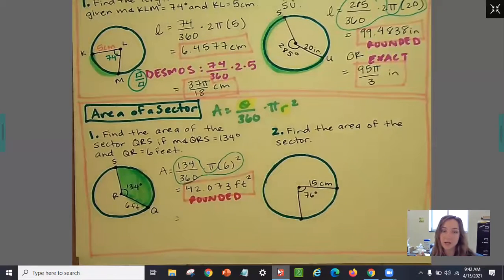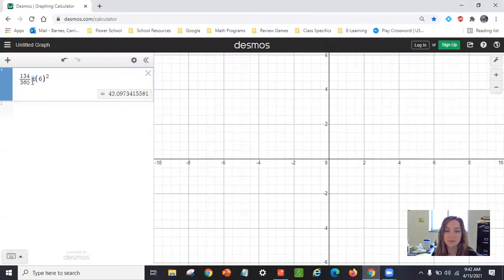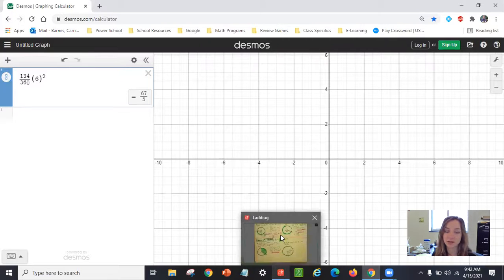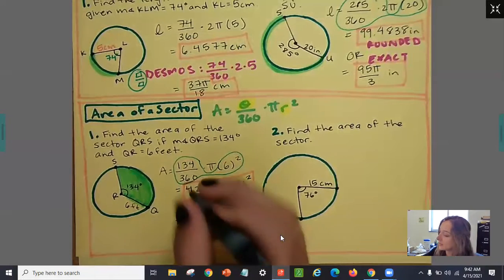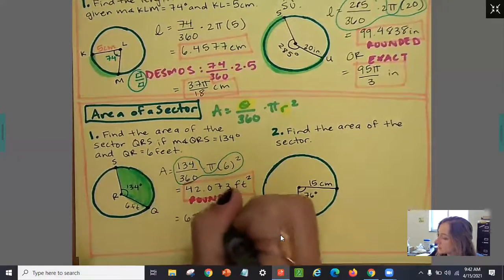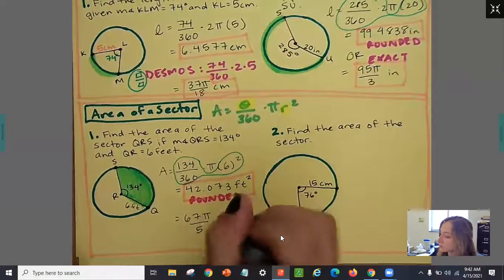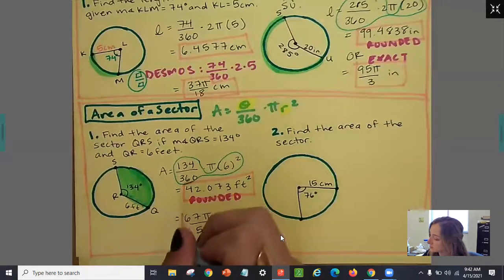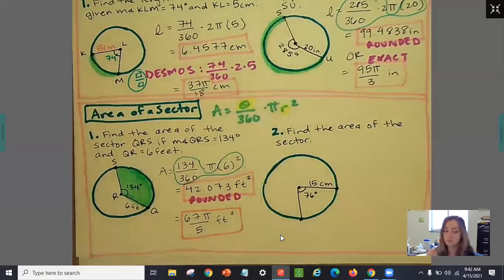All right, so now let's look at our exact answer. We're just going to delete pi and click our fraction button. So this is going to be 67 divided by 5, and I'm just going to add pi onto that. So 67 pi divided by 5. And this is still going to be feet squared, because we still squared the 6, which had our units on it. Okay, so this is our exact answer.